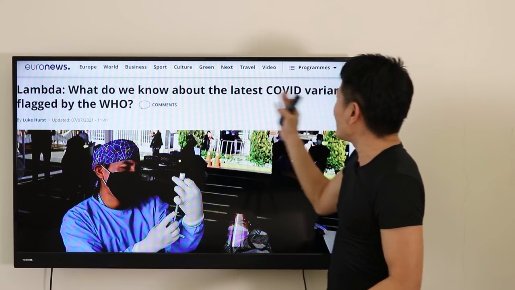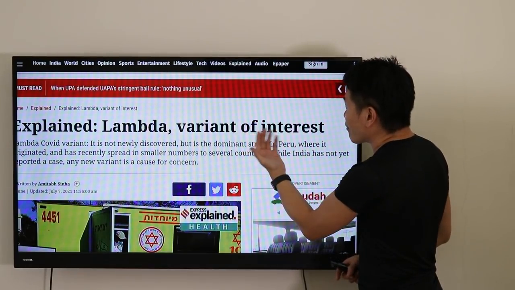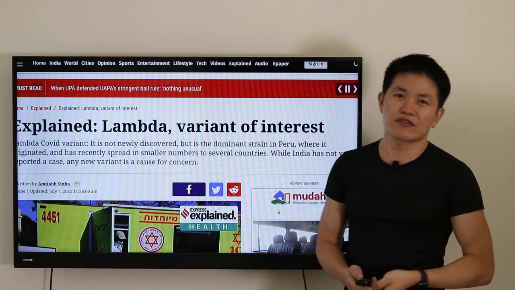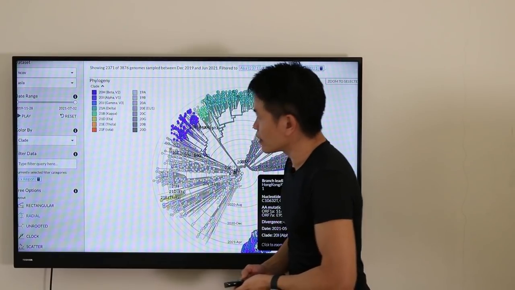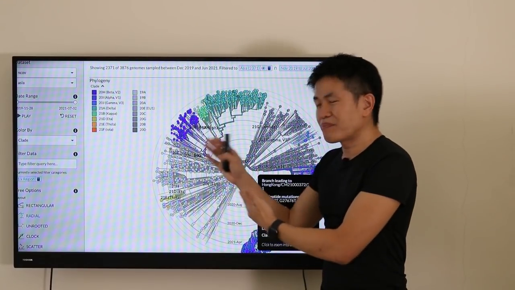So what do we know about the latest COVID variant by WHO? Actually, Lambda is still a variant of interest. It's not a variant of concern yet. It's just that sometimes the news media don't really filter or cross-check the facts. All right, back to here.